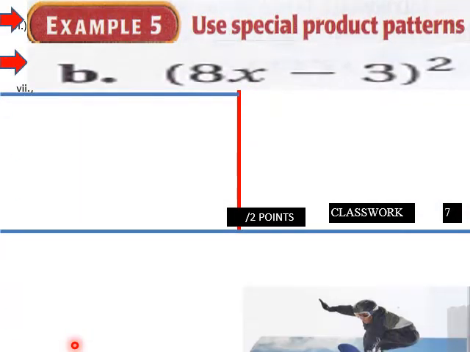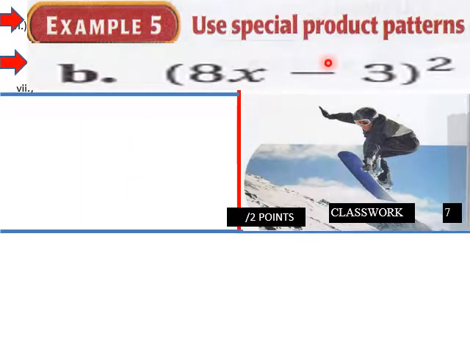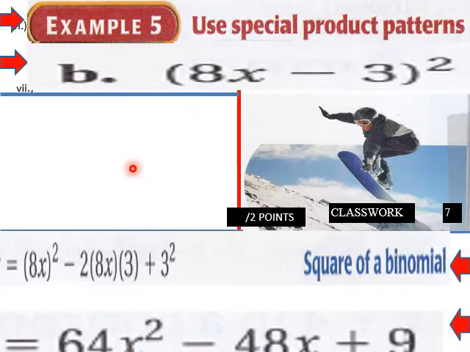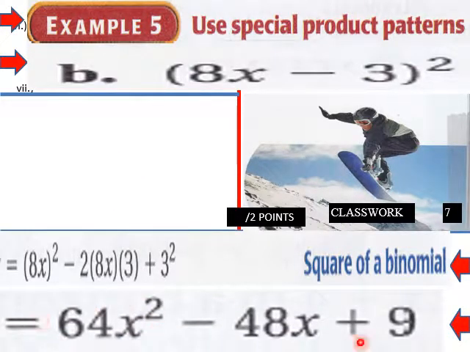Then we have a situation here where we have 8x minus 3, and then we are squaring that. So we can use our patterns here. Square of a binomial, we'll go back to our table and then plug in our values into that pattern. 8x squared minus 2 times 8x times 3. So we have 2 times ab, and then plus b squared. So we just plug in our numbers here into our pattern using our special product patterns, and then we come up with that for this here.